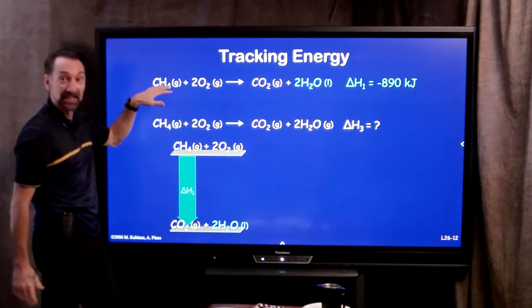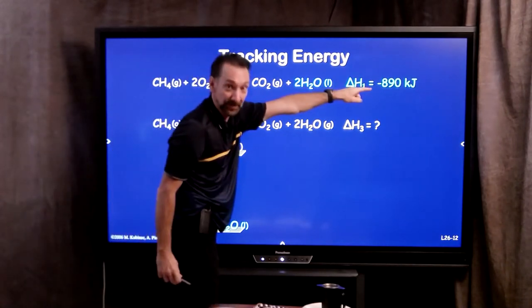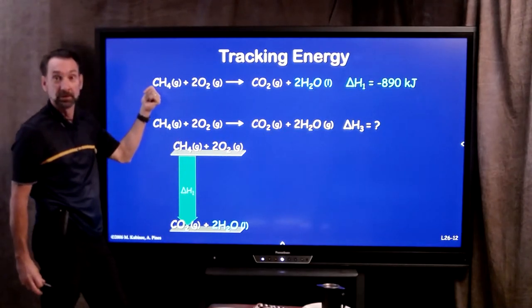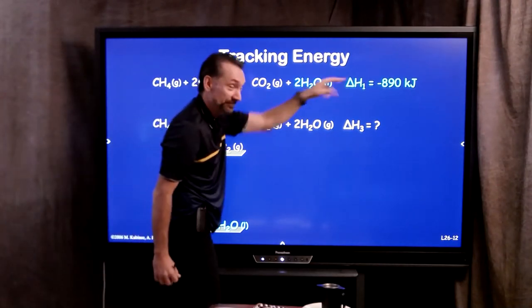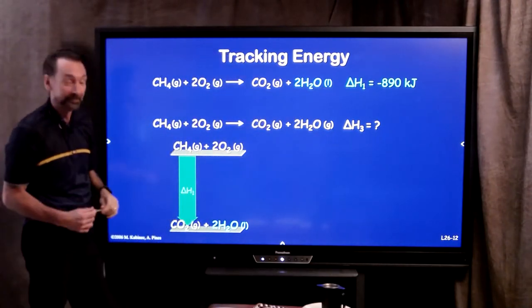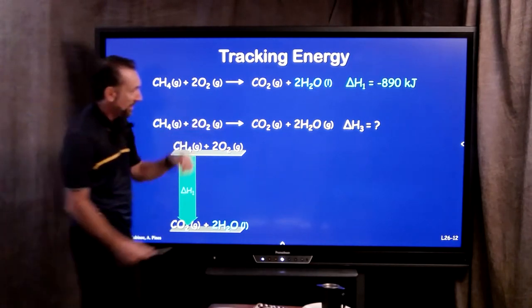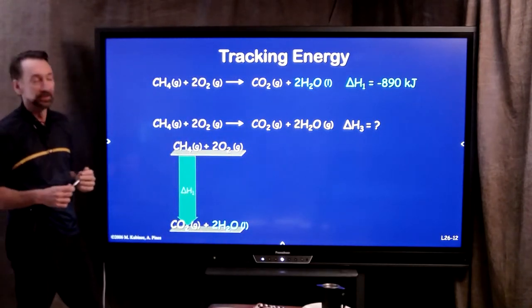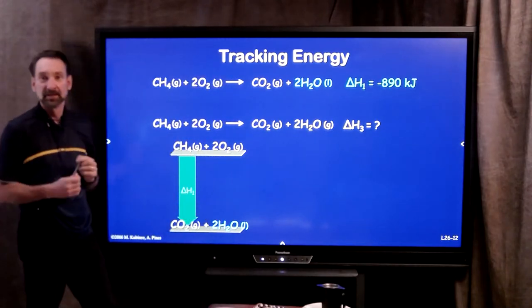If I put that in the calorimeter and I run it, I do not get that number, because only half a mole of that methane is going to react. You'd probably get something like half that number. So here's another reaction. Same thing, except I form gaseous water. And I'm curious what that standard enthalpy difference is.